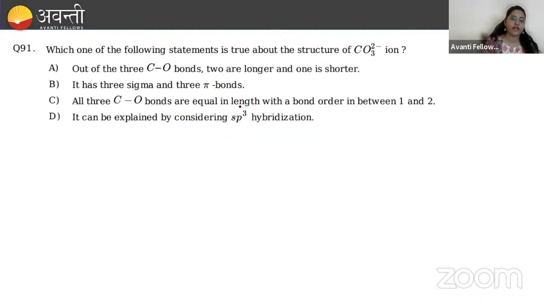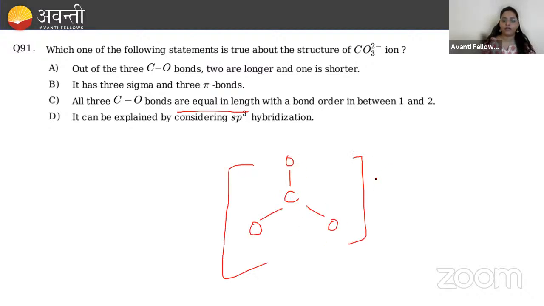Okay. Which one of the following statements is true about the structure of CO3 2-? So you know what is the structure of CO3 2-? Here, out of the 3 CO bonds, 2 are longer and 1 is shorter. It has 3 sigma and 3 pi bonds. All 3 CO bonds are equal in length with bond order in between 1 and 2. So when you draw the structure of CO3 2-, you can see that all the CO bonds are equal in length, and the bond order is in between 1 and 2.